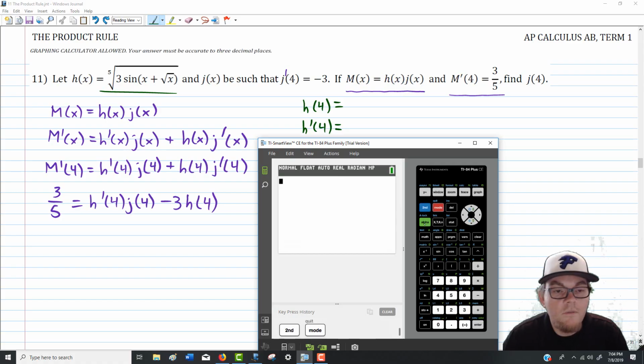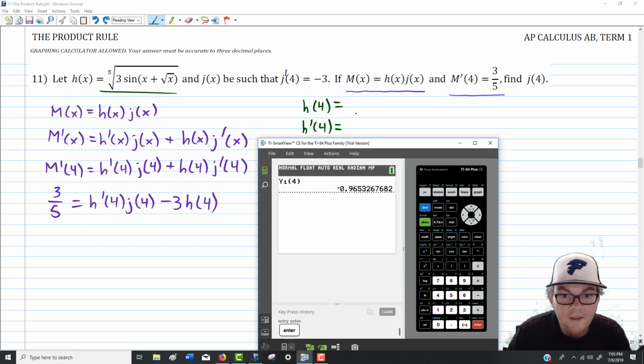So a couple things. First, we need to know what h of 4 is. That's straight up plugging 4 into the function. Well, we could do that just by doing the fifth root of 3 sine of 4 plus square root of 4. Or we could again do alpha trace y1 parentheses 4. And that will give us our correct value of negative 0.9653.